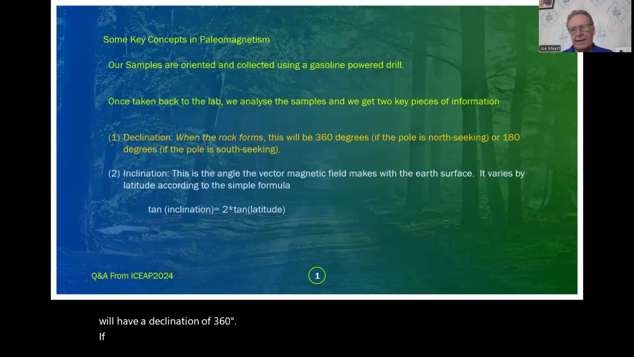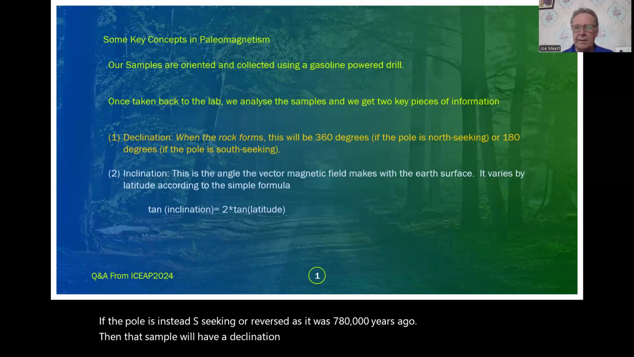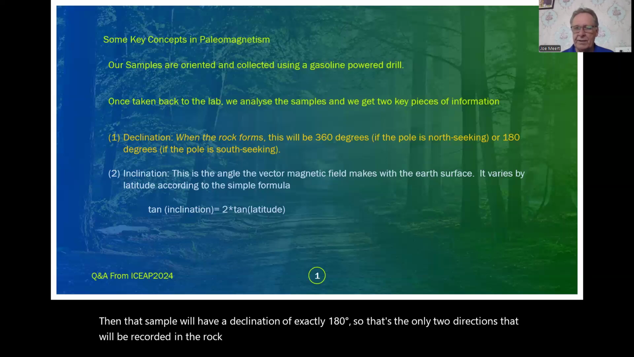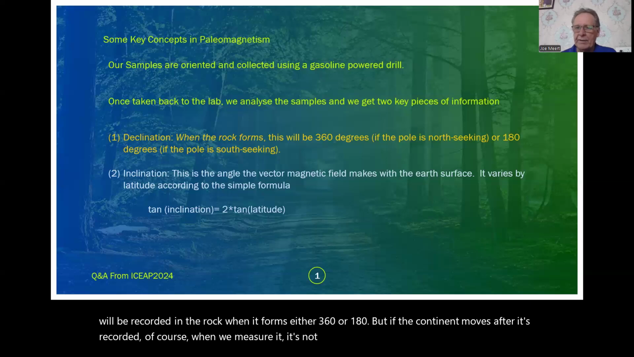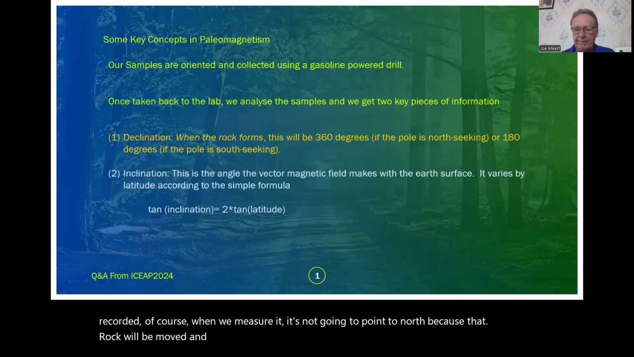If the pole is instead south seeking, or reversed, as it was 780,000 years ago, then that sample will have a declination of exactly 180 degrees. So those are the only two directions that will be recorded in the rock when it forms, either 360 or 180. But if the continent moves after it's recorded, of course, when we measure it, it's not going to point to north, because that rock will be moved and rotated along with the continent that it's resting on. I'll show you an example of this in just a minute.